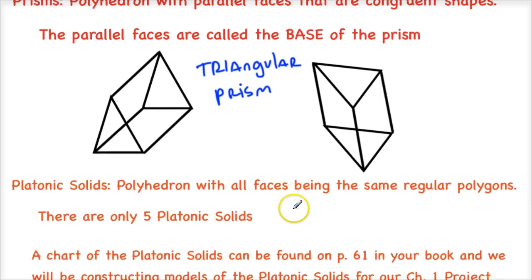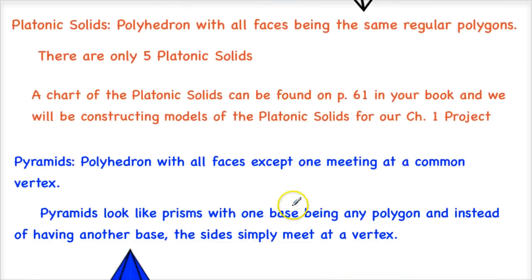The other type of polyhedron that we're going to talk about are the platonic solids. And these are really neat, and we're going to work on these in class. We're going to talk about them a little bit more. But if you want to see diagrams of them, they're on page 61 in your book. And there's only 5 platonic solids, and that's because they're polyhedron where all the faces are the same regular polygon.